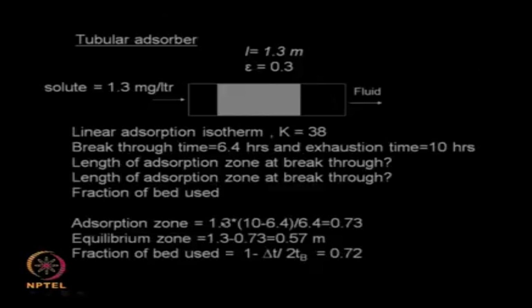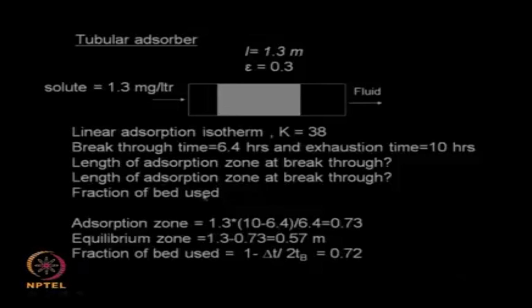So adsorption zone, how do you calculate that? The solute concentration is 1.3 mg per liter, the length is also 1.3 meters. So length of the column, 10 is your exhaustion time, 6.4 is the breakthrough time, divided by the breakthrough time, that gives 0.73. I hope you remember these equations which we did a couple of classes back.